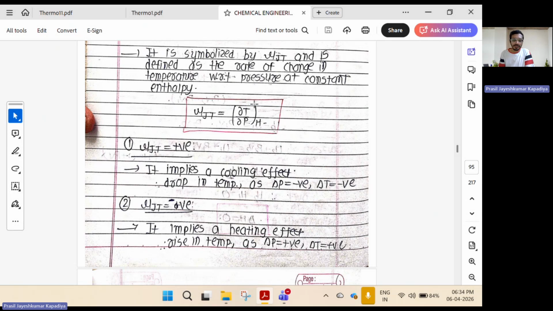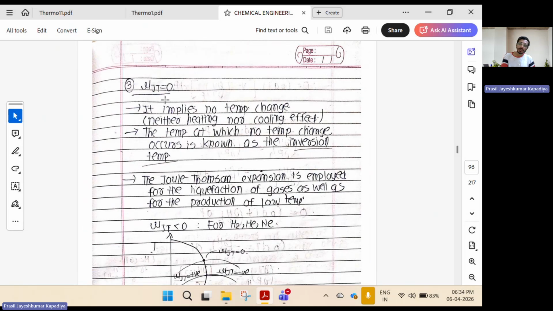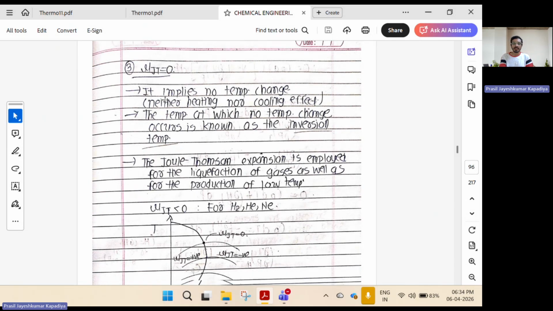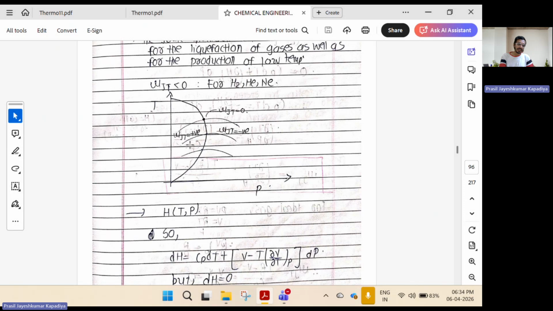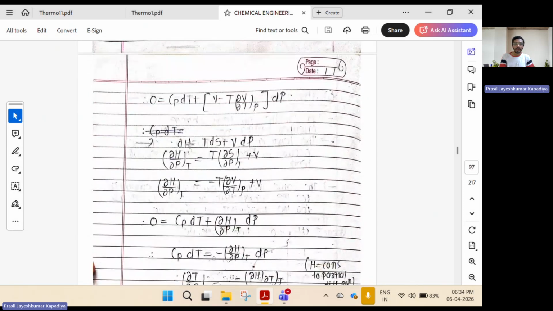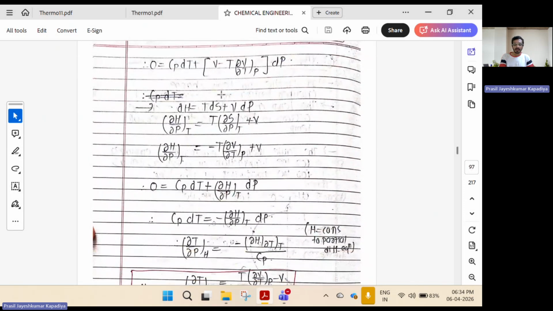Similarly, if this is negative and this is positive, mu is going to be negative. So if delta T is positive, meaning the final temperature is increasing, it is giving us a heating effect. And then when mu JT is equal to 0, there is no temperature change. The temperature at which no temperature change occurs is known as inversion temperature. So this is the plot: this is the inversion temperature, negative, positive, and then we derived this expression. And this term is nothing but del T del P at constant enthalpy, negative of this.